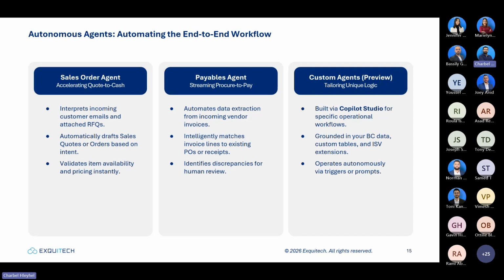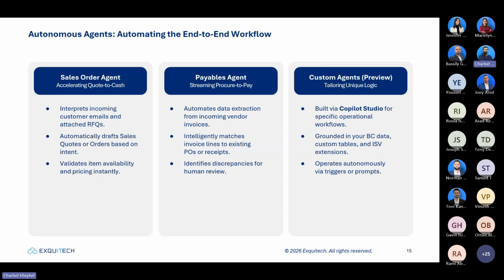Now, the second type of agent is actually the payable agent. This is the procure-to-pay champion. It extracts the data from the vendor invoices. It matches them against the purchase order or receipts. It flags discrepancies. It only interrupts you when something needs to be done.